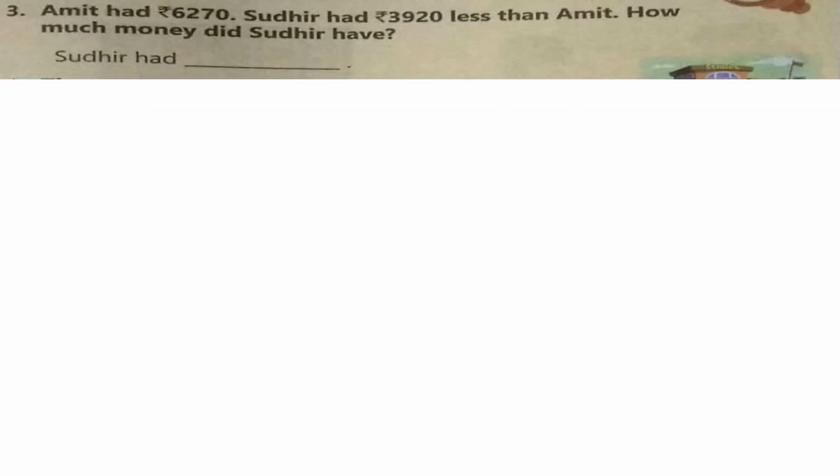Amit had rupees 6,270. Sudhir had 3,920 less than Amit. Okay, Sudhir has 3,920 less out of 6,270. So how much money did Sudhir have? So Sudhir had solution.